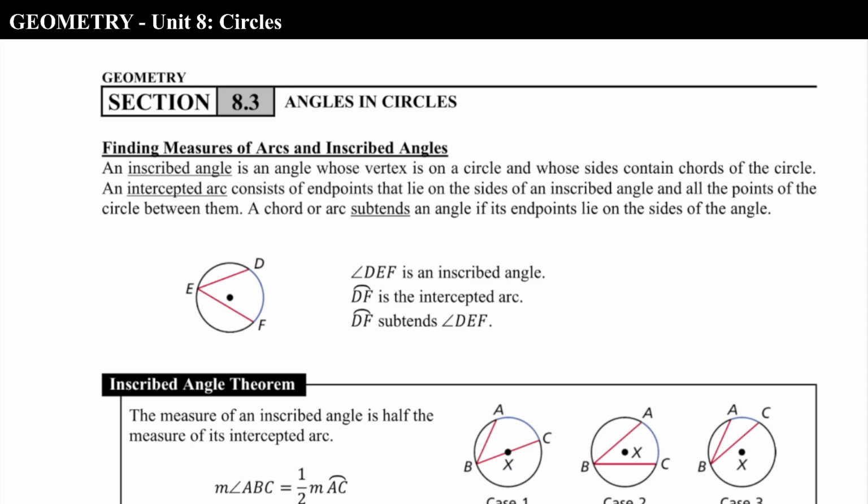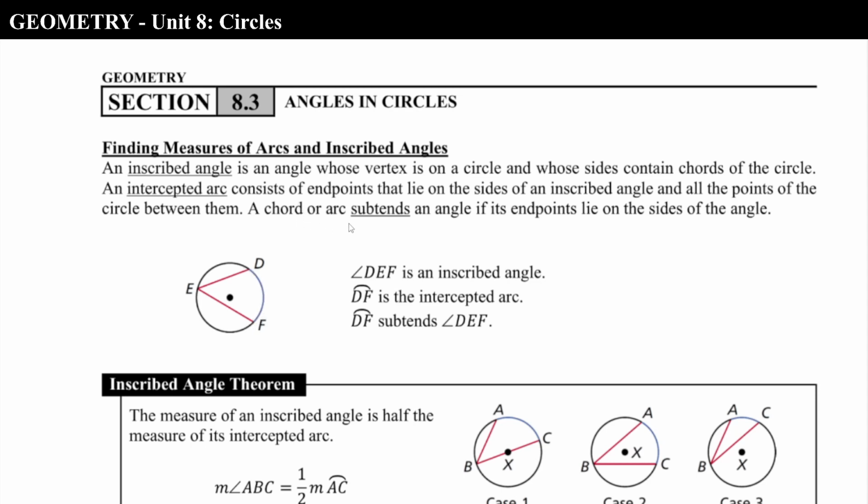So let's start off by talking about what an inscribed angle is. It's an angle whose vertex is on a circle and whose sides contain chords of the circle. An intercepted arc consists of the endpoints that lie on the sides of an inscribed angle and all the points in the circle between them. So here we have our inscribed angle, and then the arc that is intercepted by that inscribed angle. This is the intercepted arc.